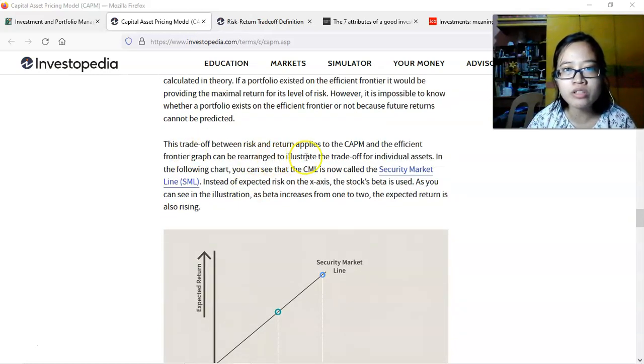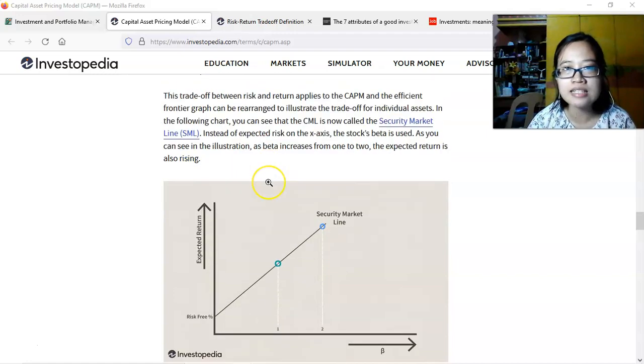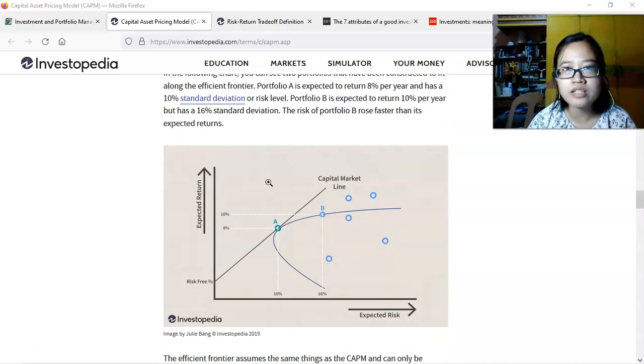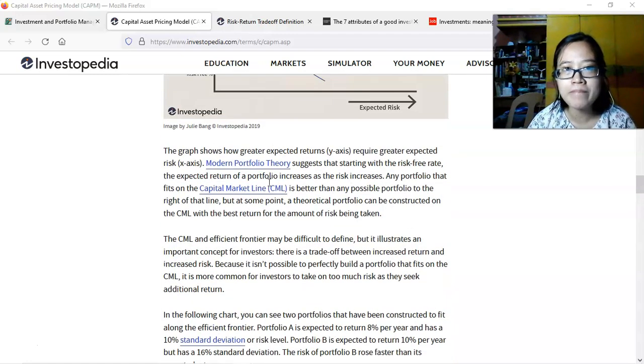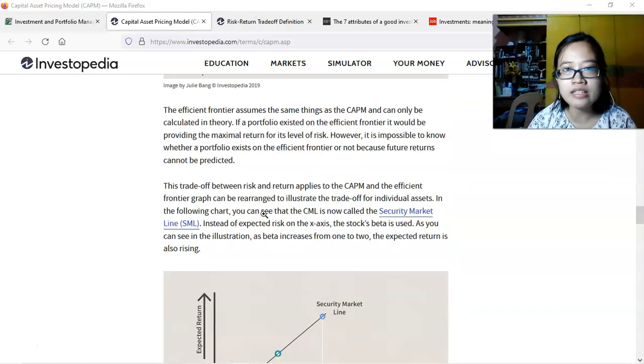Trade-off between risk and return applies to APM and the Efficient Frontier graph can be rearranged to illustrate the trade-off for individual assets. Okay. The CML, what's the CML again? Capital market line.